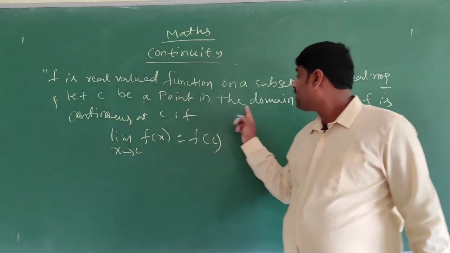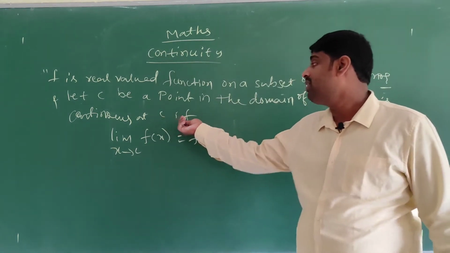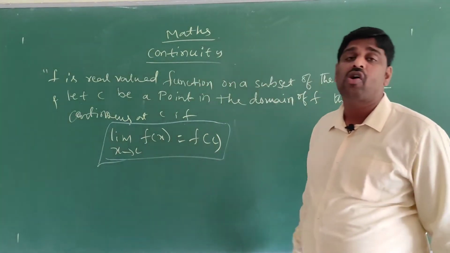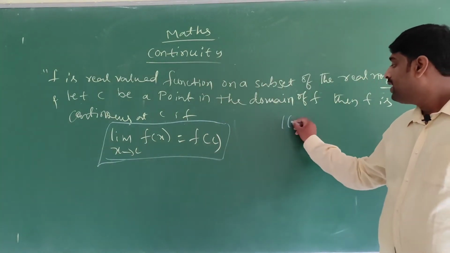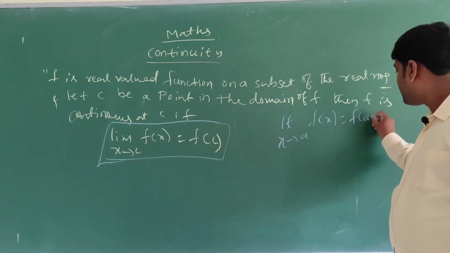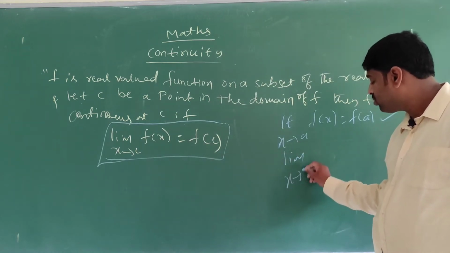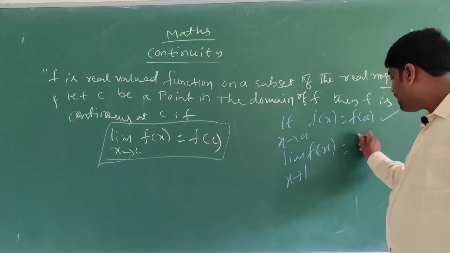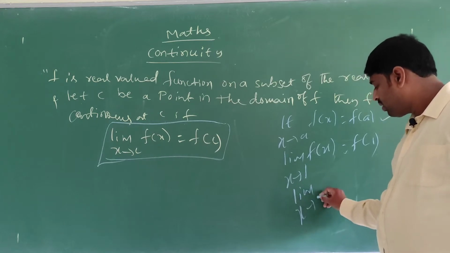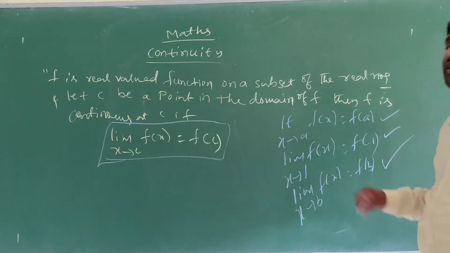Let c be a point in the domain of f, then f is continuous at c if the limit as x tends to c of f(x) is equal to f(c). For example, the limit as x tends to a of f(x) is equal to f(a). Also, the limit as x tends to 1 of f(x) is f(1), and the limit as x tends to b of f(x) is f(b). These are all continuous functions.